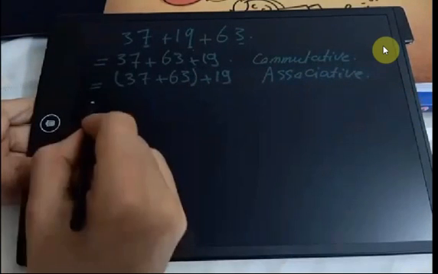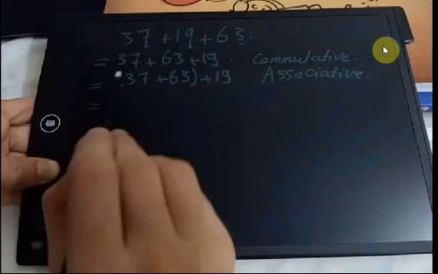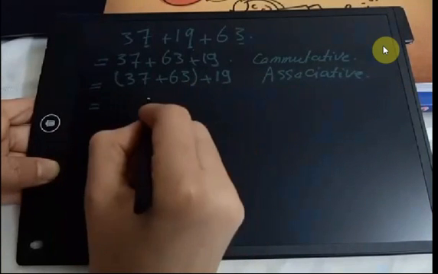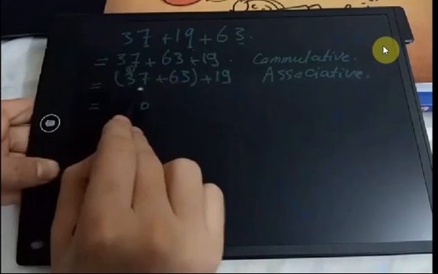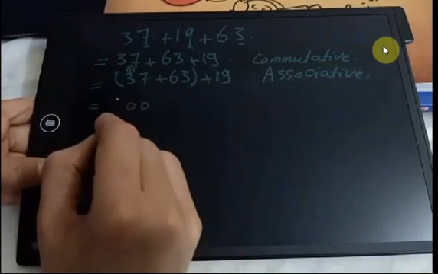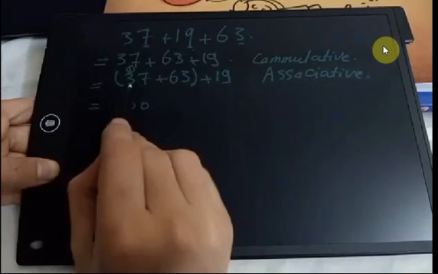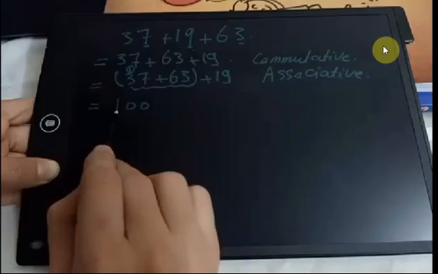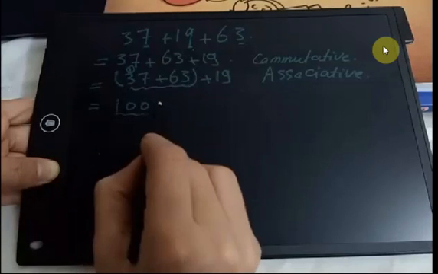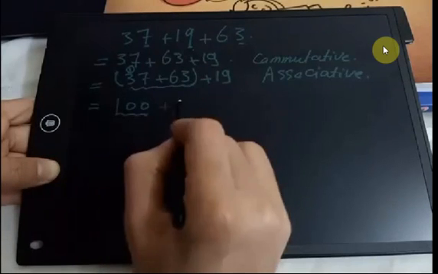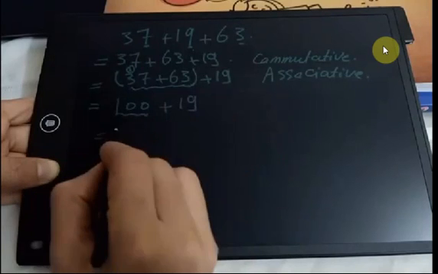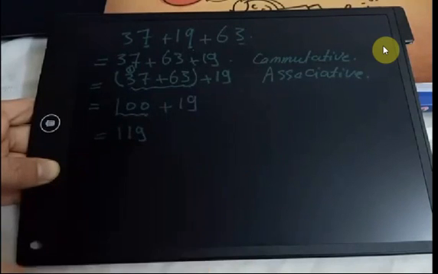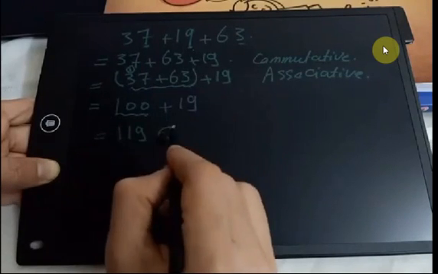Then the next step, add them. 7 plus 3 equals 10. So 0 and carry 1. 1 plus 3, 4, plus 6, 10. Or you can do it in the calculator, but you have to get this easy answer. You don't have to, it's very easy. Plus 19. And this equals what? 100? 119. And this belongs to N.